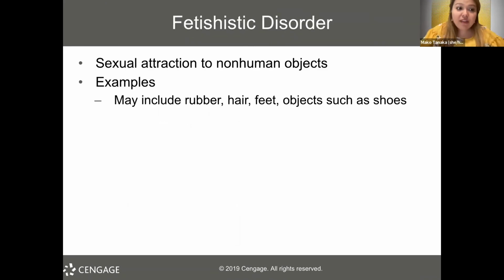Okay, starting with fetishistic disorder. If someone has a fetishistic disorder, this means that they have a sexual attraction to non-human objects. This can be a very specific object like a shoe, or it can be specifically tied to tactile sensations, like feeling things made of rubber. Someone with this disorder has most or all of their sexual desire and urges focused on this object.